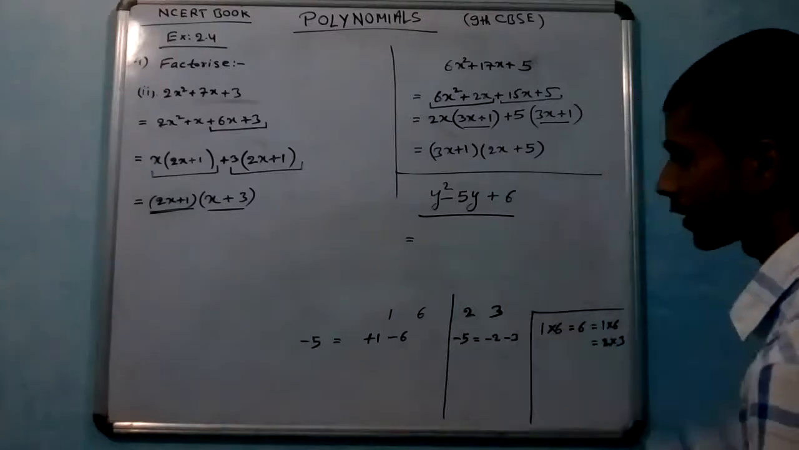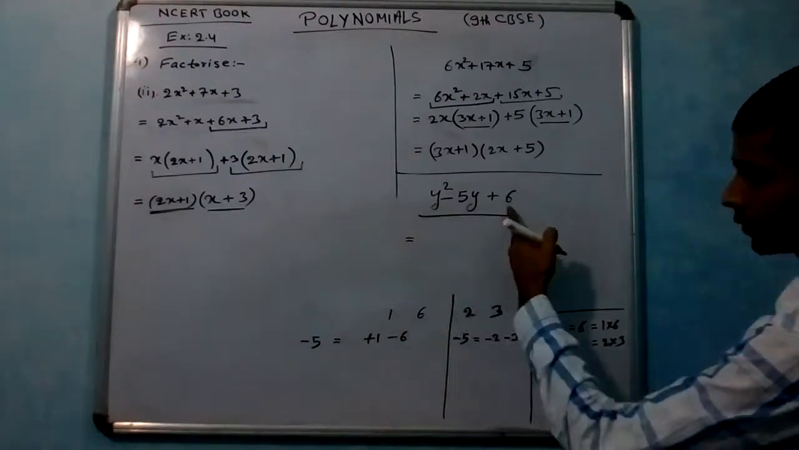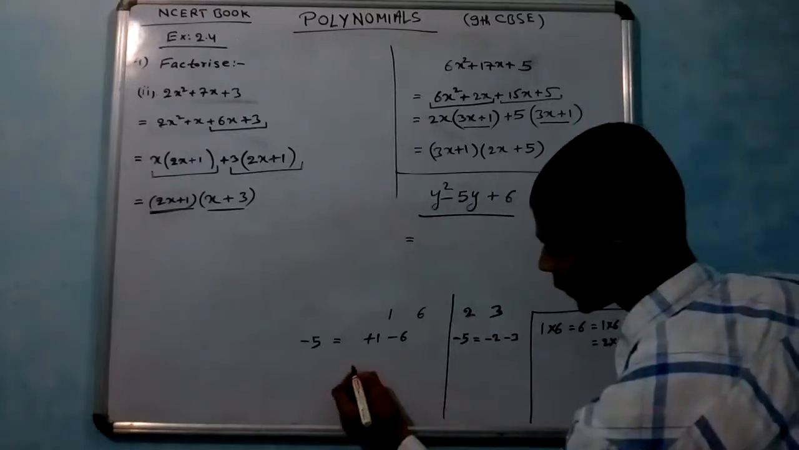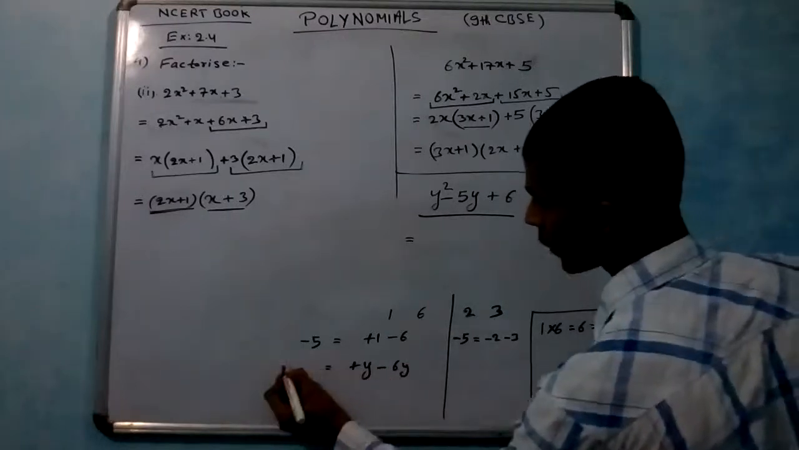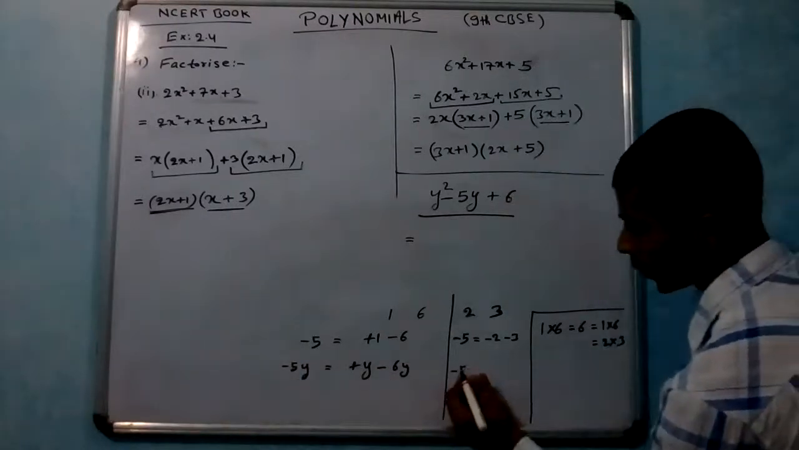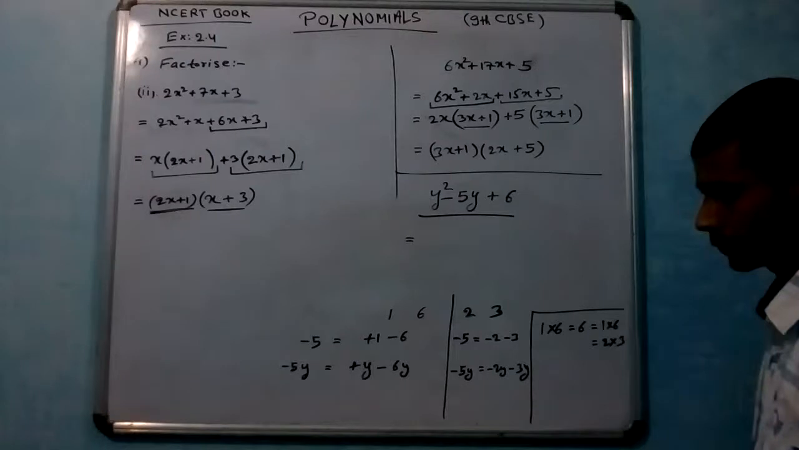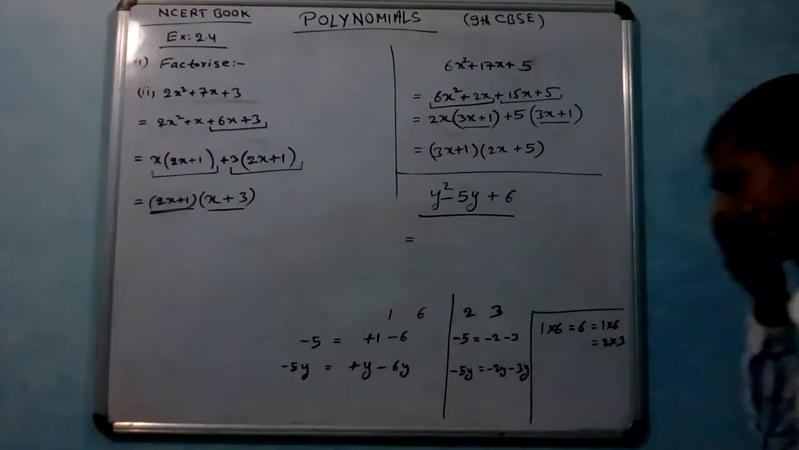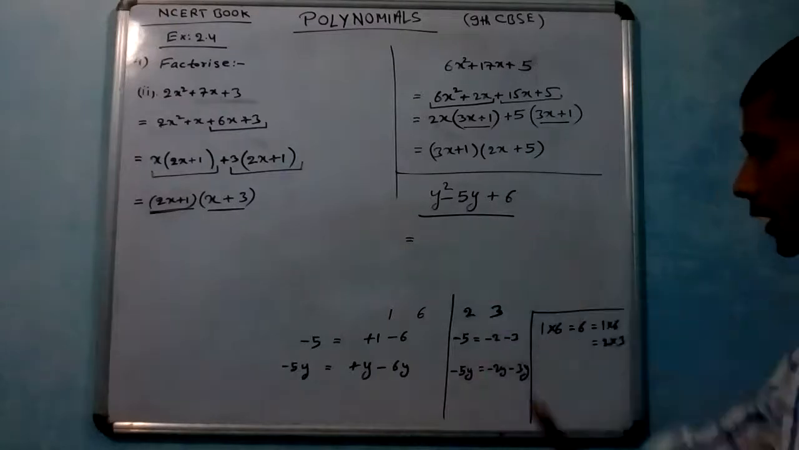Now what is the second criteria? That their product must be equal to the product of the first and the last term. So if you take plus 5x means plus x plus y minus 6y, then you will get minus 5y. And here if you want minus 5y, then minus 2y minus 3y, we will get minus 5y. So of course the addition subtraction we are getting minus 5y, which is the middle term. That is the first criteria.